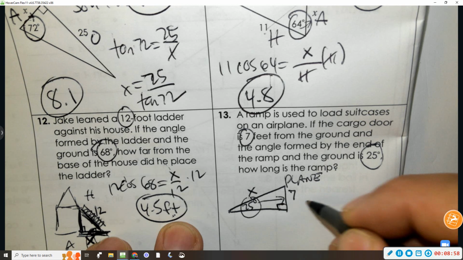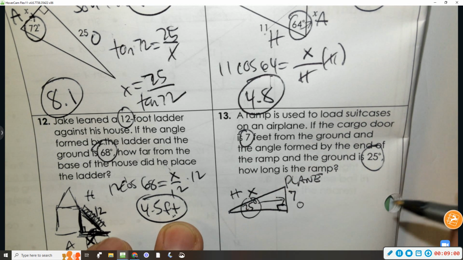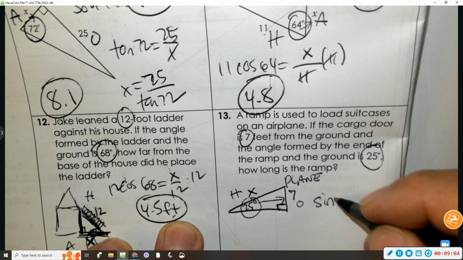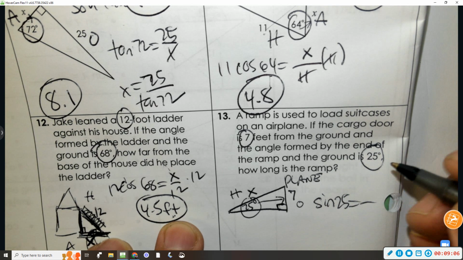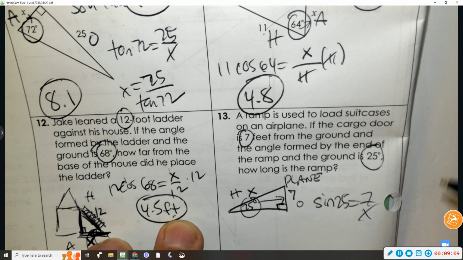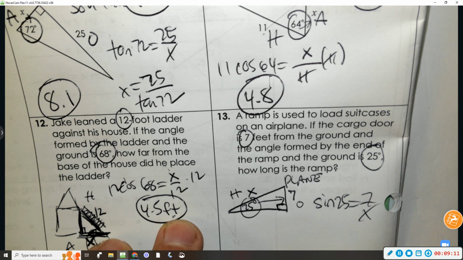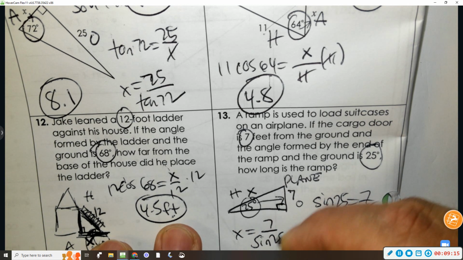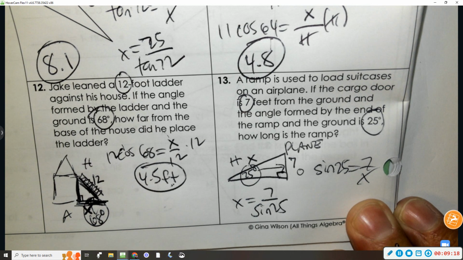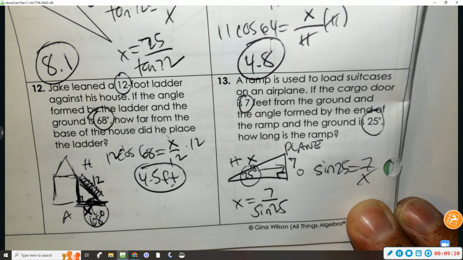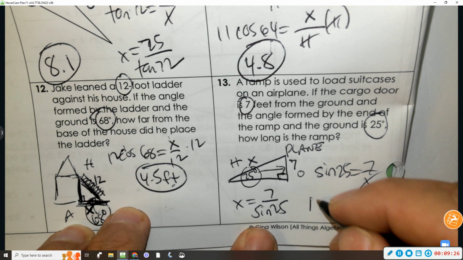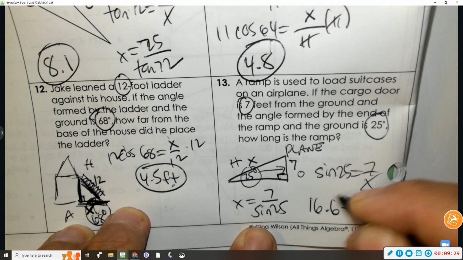Circle the angle. That's opposite and hypotenuse. So we're going to write down sine is opposite and hypotenuse. So sine 25 is equal to 7 over x. And then we're going to trade places and use our calculator. So it's going to be 7 divided by sine 25. And the ramp is 16.6 feet long. And you have your answer.